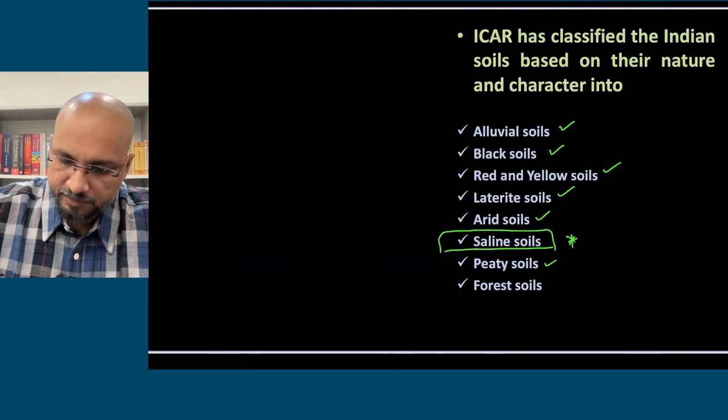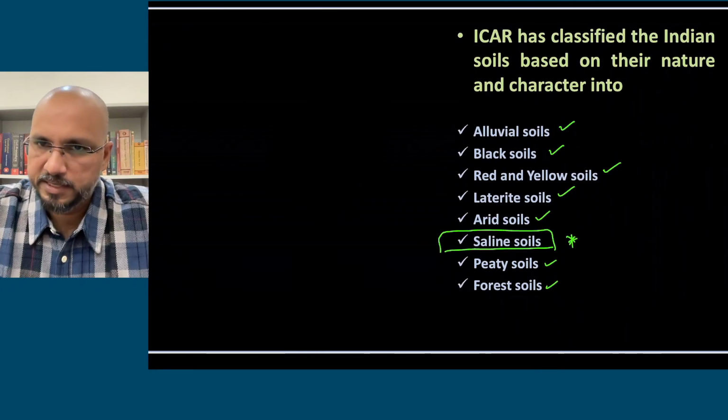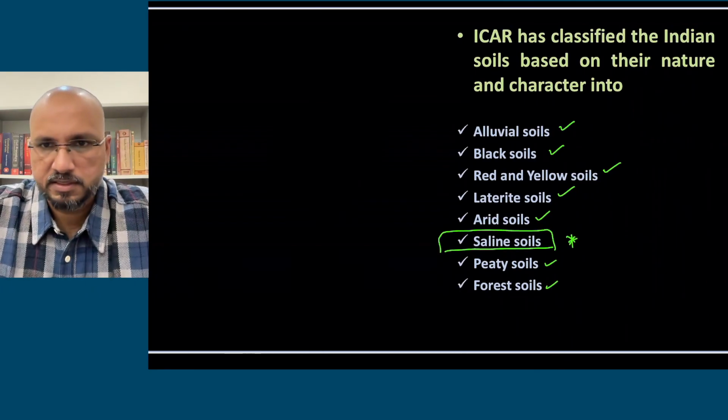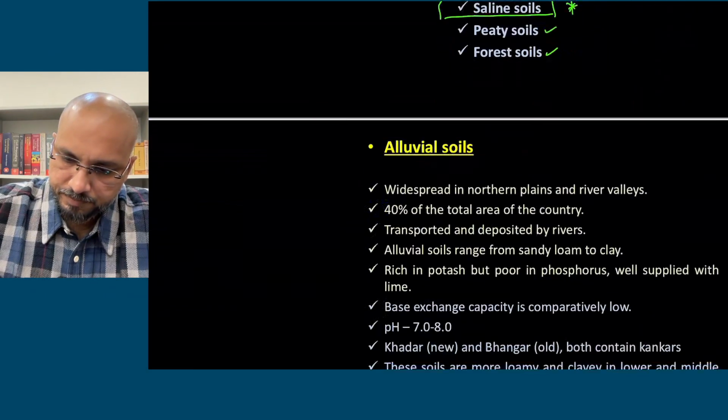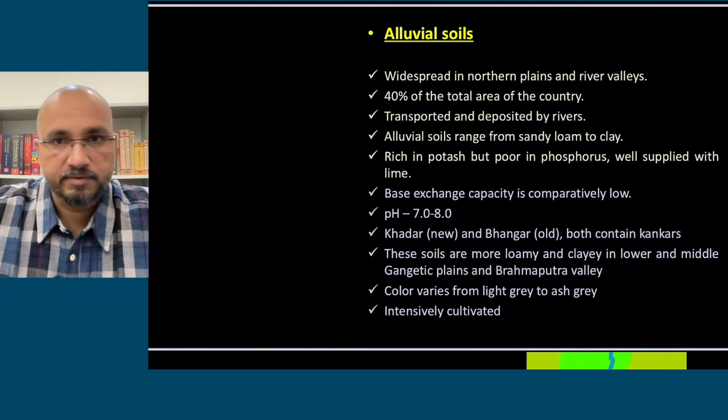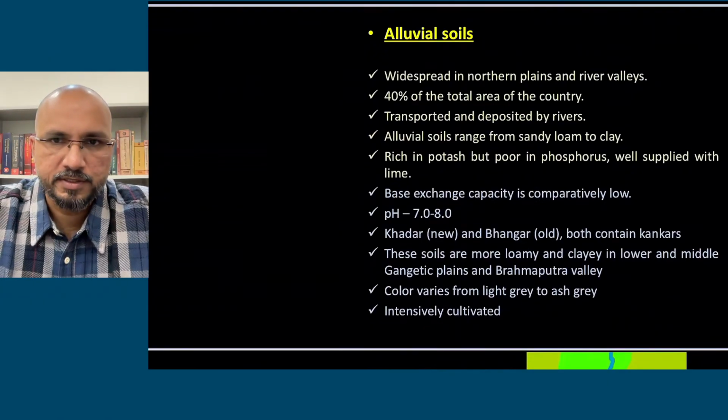So peat and forest soil. These are the major soil types that we will discuss in this video, apart from saline soils. Let us start with the first group, alluvial soils.